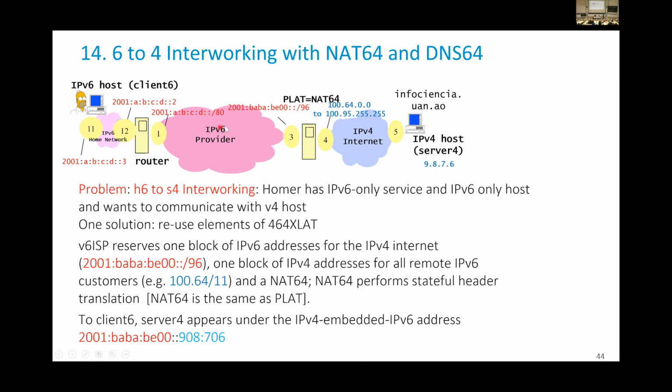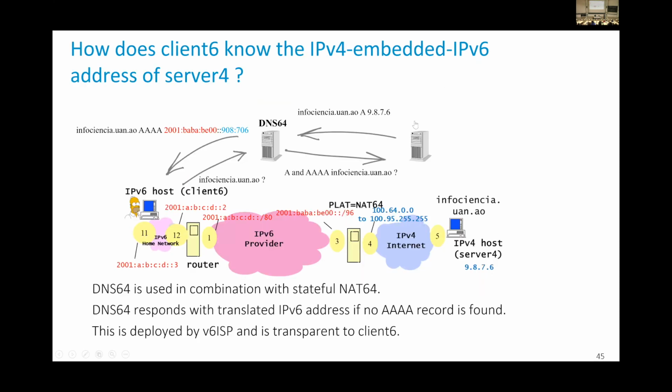The IPv6 destination address will be this one, so it will be mapped to this IPv4, and the IPv6 source address of Homer will be mapped to an IPv4 source address, which is in this block here. And we will do the NAT with port translation, exactly like we saw before. So it will be possible for Homer to talk to this machine. Perhaps with one little caveat.